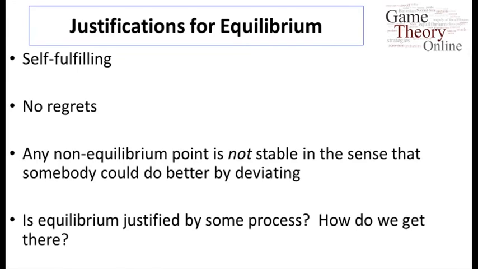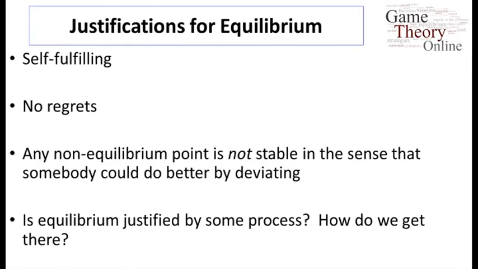Now, along with this, that also means that any point that's not in equilibrium is not stable, in the sense that somebody could do better by changing their action. So there's an improving deviation from any non-equilibrium point. And so while it might not be so obvious in some circumstances that everybody realizes what an equilibrium point is, it's also true that any non-equilibrium point should eventually unravel if players are maximizing and pushing in directions that improve their utilities. So the non-equilibrium points might be more ephemeral than equilibrium points in some basic sense.